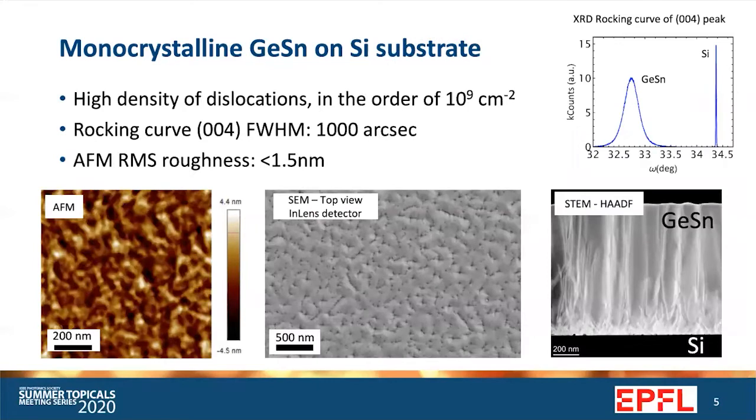We were also able to get monocrystalline germanium tin on silicon substrates. However, as expected, due to the lattice mismatch, we had a high dislocation density, on the order of 10 to the power 9 per centimeter squared. And this was reflected by the rocking curve full width at half maximum of 1000 arcseconds. The roughness was still acceptable, on the order of 1.5 nanometers.